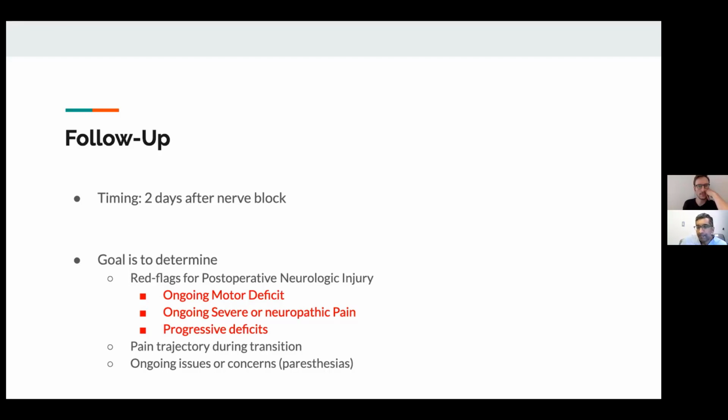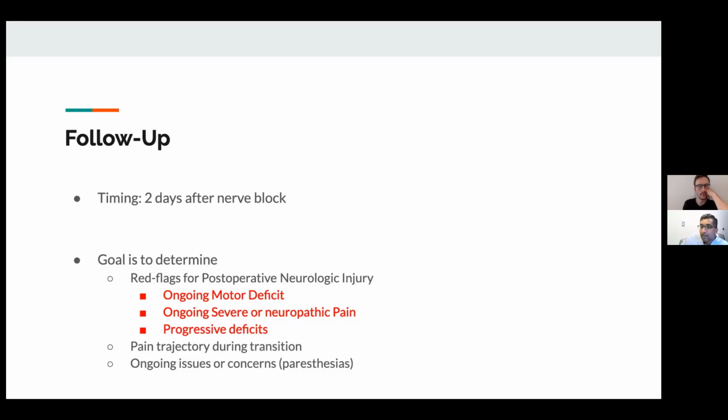In terms of the timing, we tend to call our patients approximately 2 to 3 days after the nerve block. If we call them a day after the block, there are a number of patients who may have residual block, and so it's difficult to assess them at that time. So a little bit later on, depending on how things could work for you.